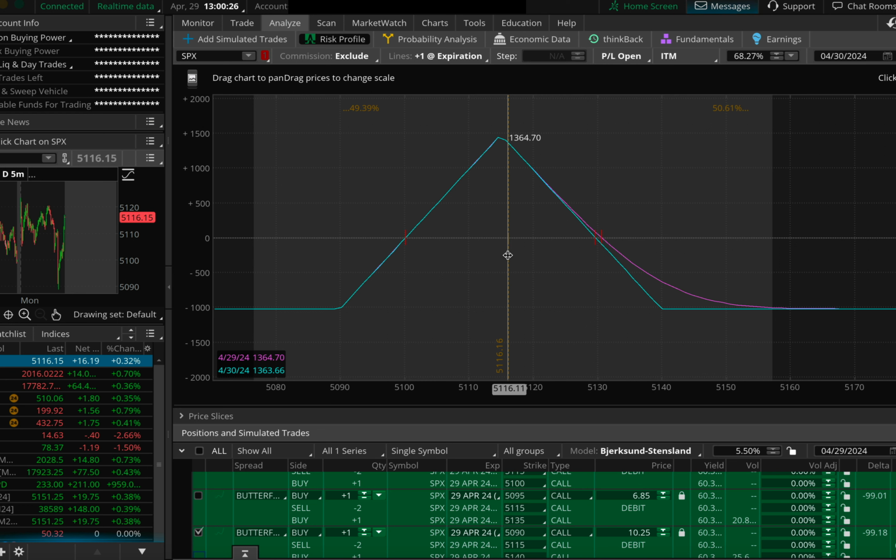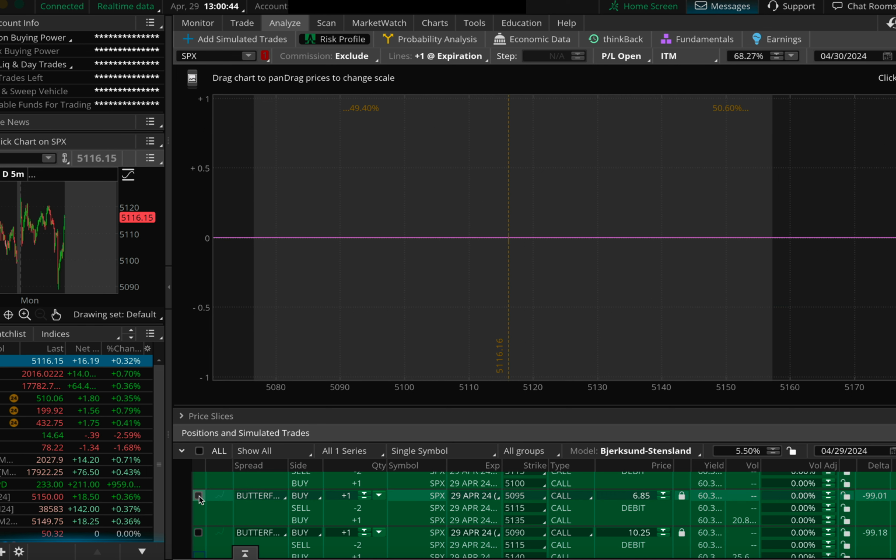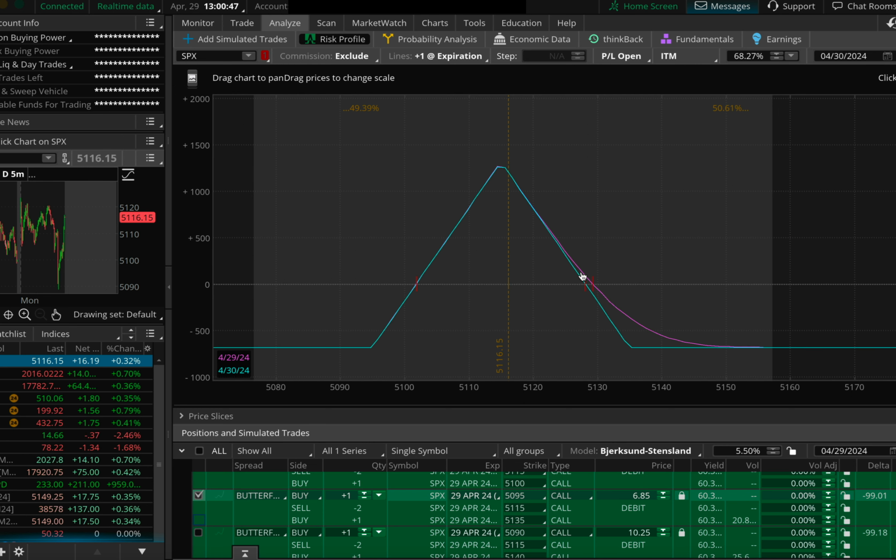So this is the 25-point wide butterfly. This is 1,364. That's the total. Well, let's look at the blue number. The blue number is the settlement number. This is on SPX. So we got 1,354 right there. Let's take a look at the 20. This is the 20-point butterfly. The final number is $1,195 on 685 risk.